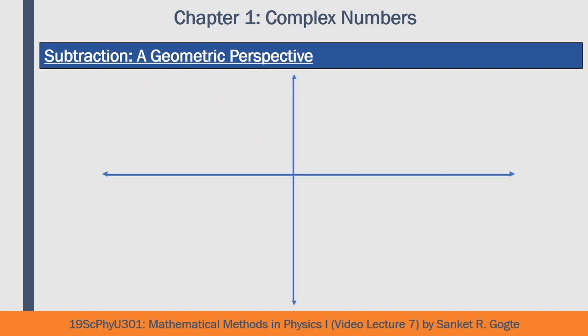Let's now consider the subtraction in the Argand plane. This is the Argand plane, so this is the real axis and this is the imaginary axis. I want to find z, which is equal to z1 minus z2. Let's write down z1 and z2 as x1 plus i y1, and z2 is x2 plus i y2. Suppose this z1 lies in the first quadrant and z2 lies in the fourth quadrant. So suppose this point is z2.